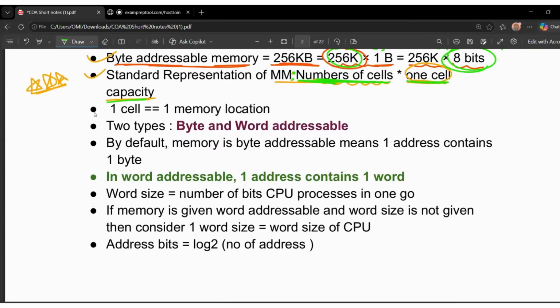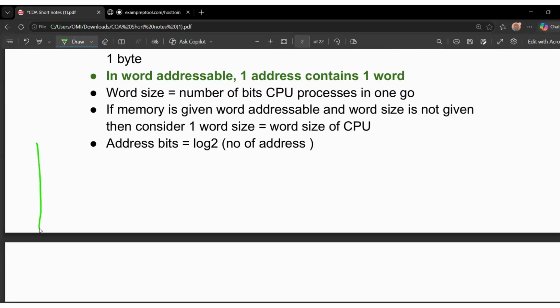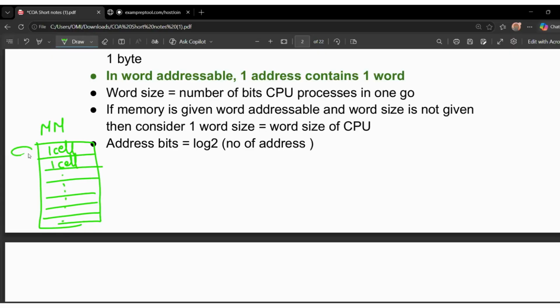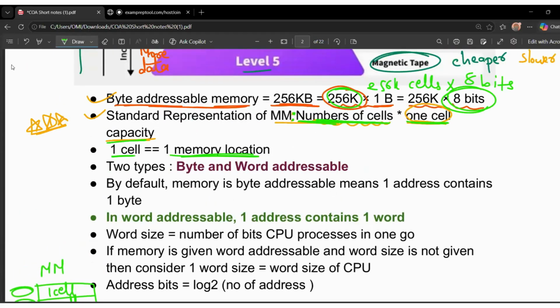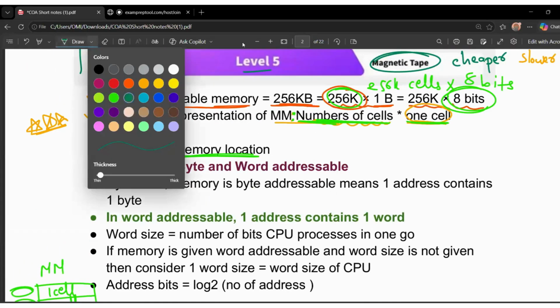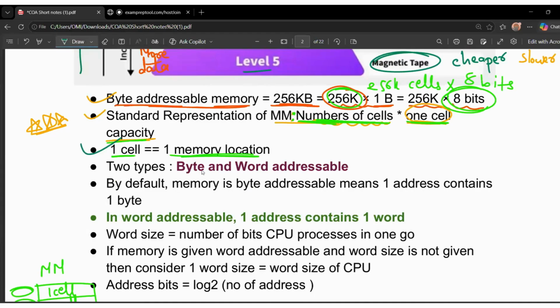Now also we have seen that one cell equals one memory location. If this is your main memory, this is one cell, this is another cell, and so on. So this is one memory location, this is another. These are the memory locations. So one cell equals one memory location.